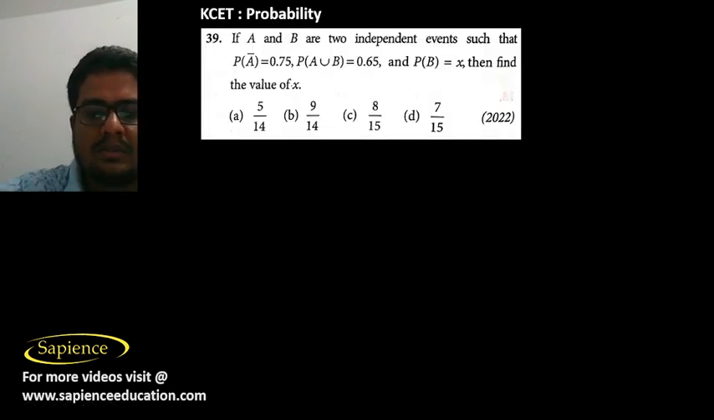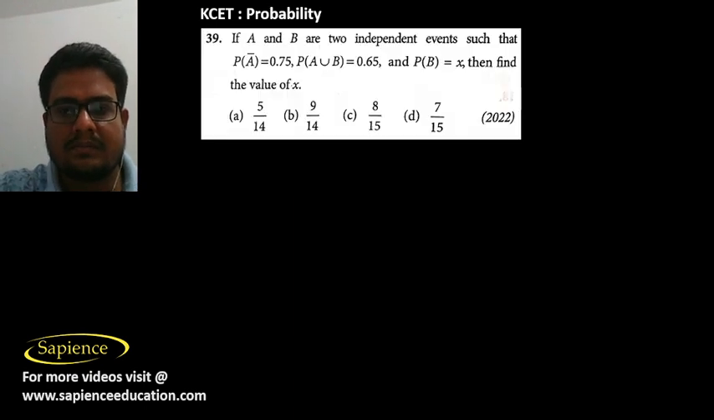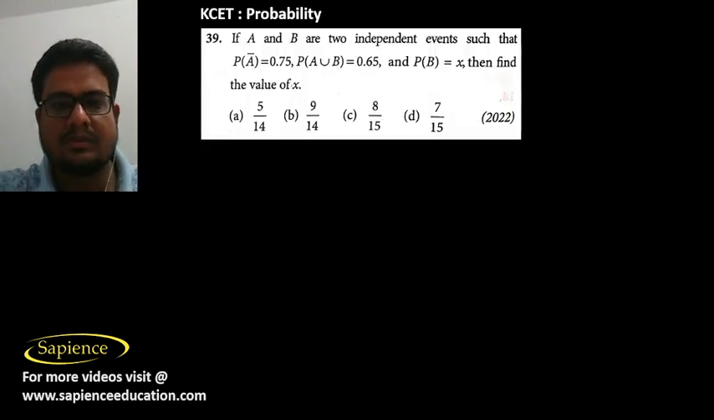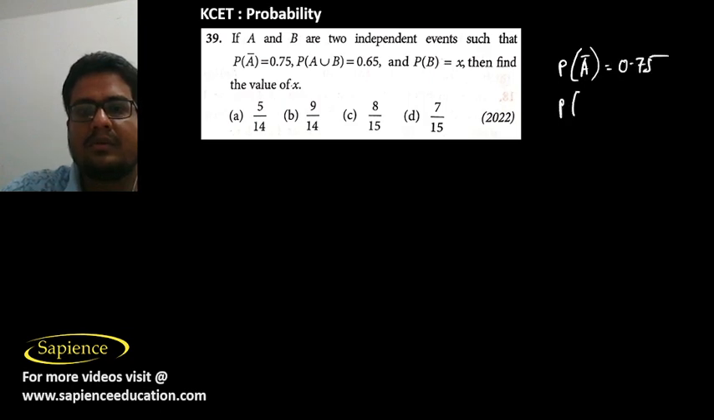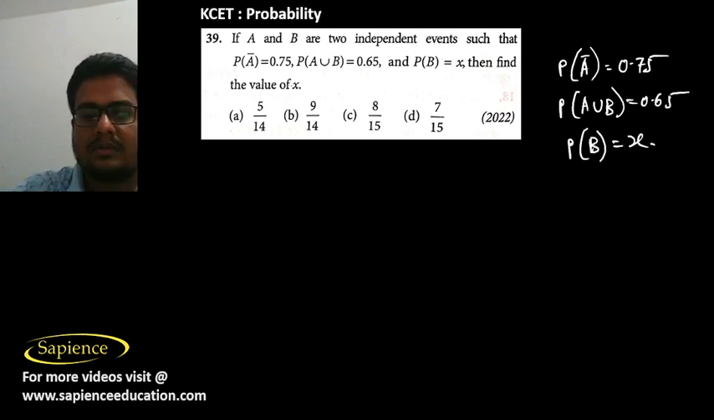And then in question number 39, which is the last question of this chapter, it has been told that A and B are two independent events such that P of A complement is equal to 0.75, P of A union B is equal to 0.65, and P of B is equal to X. Find the value of X. So there are two independent events. It means P of A into P of B is equal to P of A intersection B.